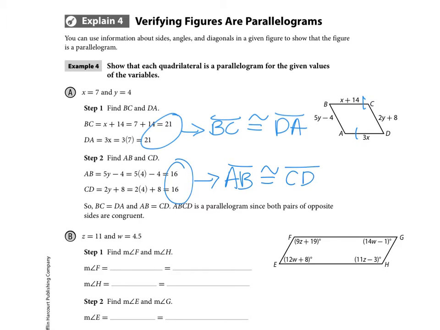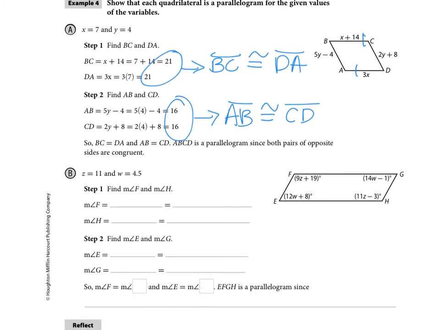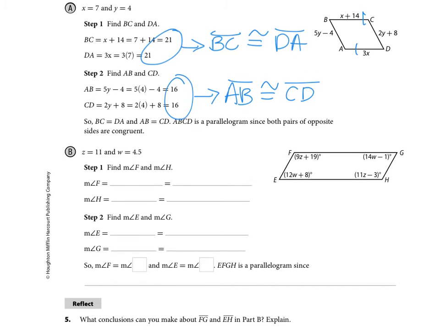Okay, now we're going to move on to example B. We're going to use the same idea of substituting variables in to see whether these are parallelograms in the diagram that we're given. So this time we have z equals 11 and w equals 4.5. In step 1, we have the measure of angle F and angle H, these two opposite angles here that we want to find the values of.